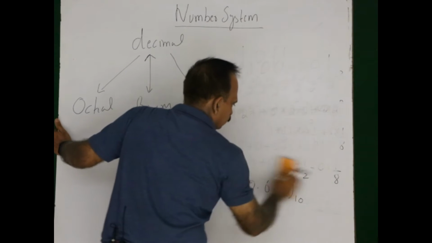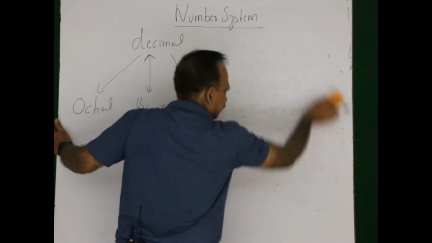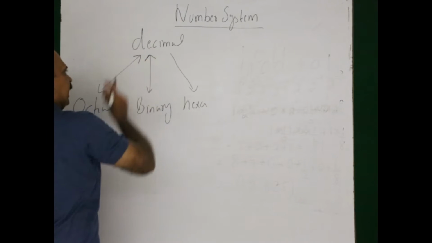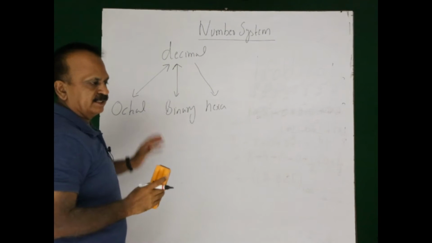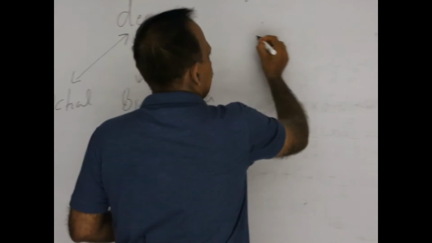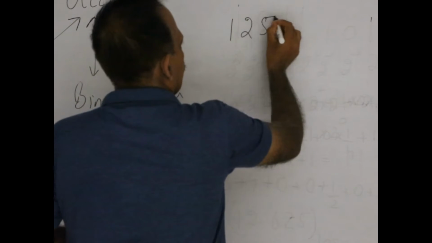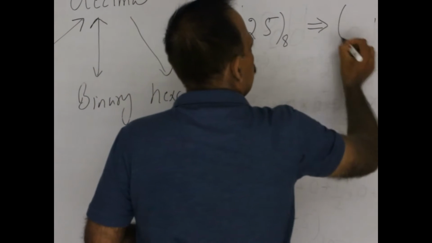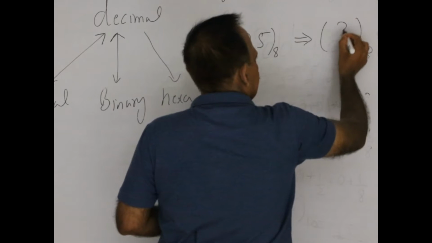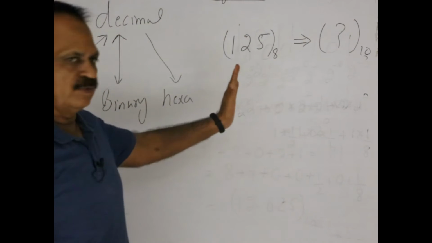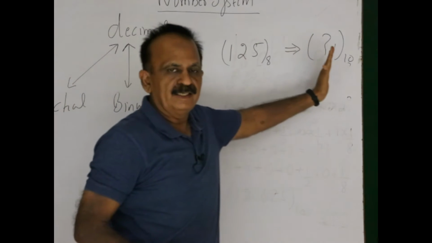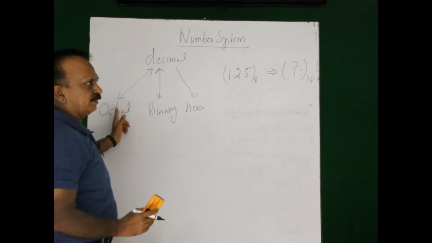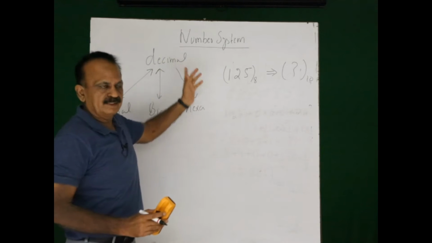To convert an octal number into decimal, the base used will be 8. I will be using 8 for this. Let's take a conversion from octal: this is the octal number 125, and I want to convert this into a decimal number. That is, I want to convert a number from the octal number system to the decimal number system.